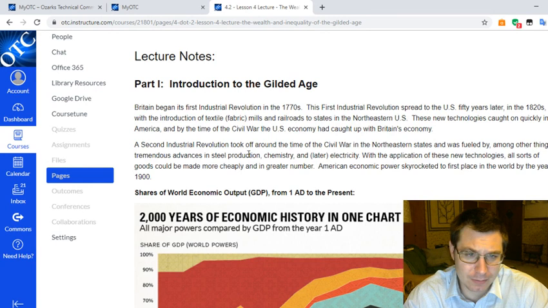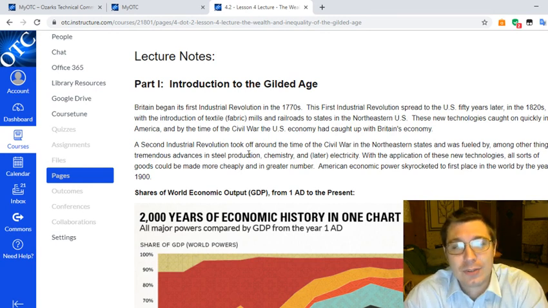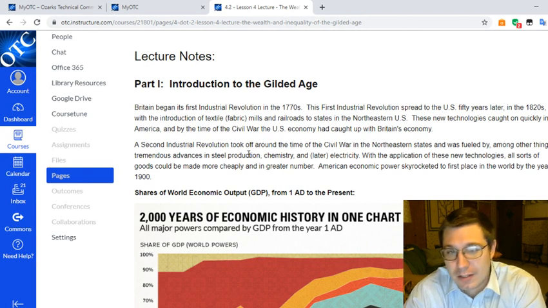This first industrial revolution spread to the US 50 years later in the 1820s with the introduction of textile, that means fabric mills, and railroads to states in the northeastern US. These new technologies caught on quickly in America, and by the time of the Civil War, the US economy had caught up with Britain's economy.